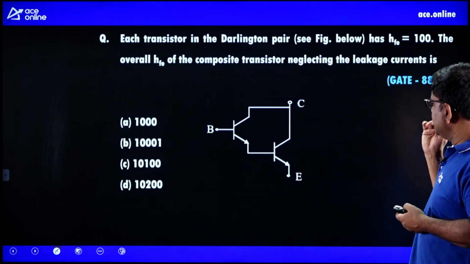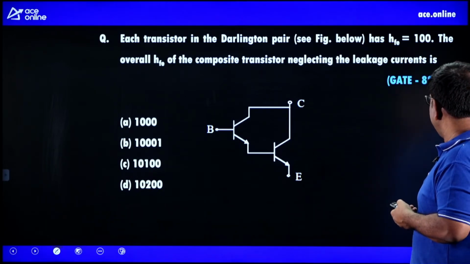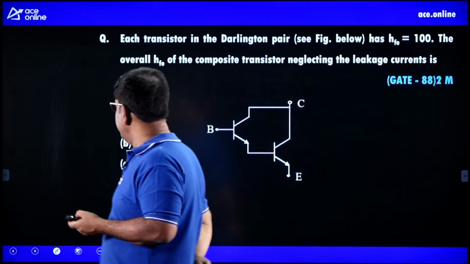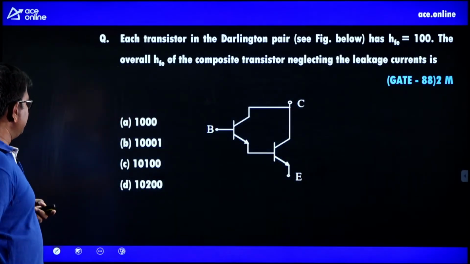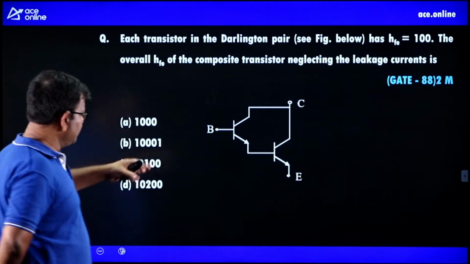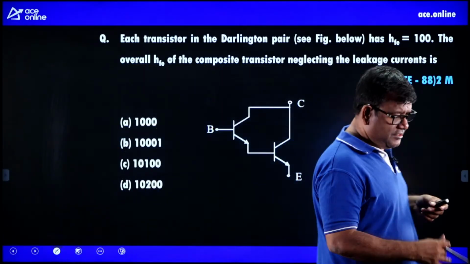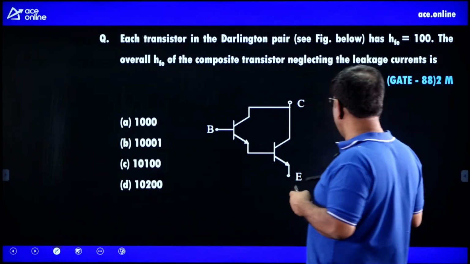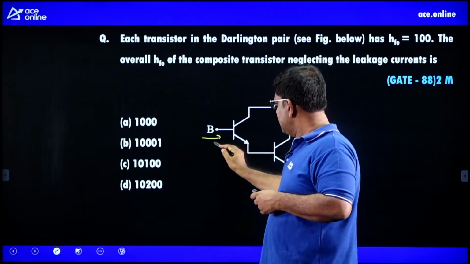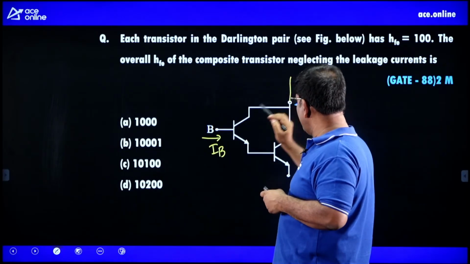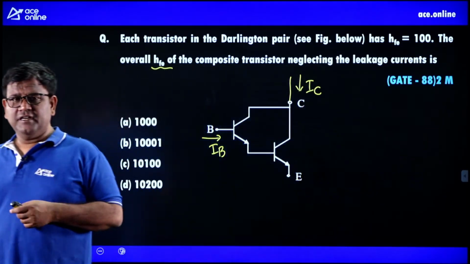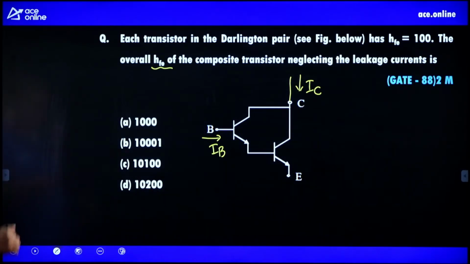Now you can see each transistor in the Darlington pair has HFE, HFE is beta again, beta equal to 100. What is the overall HFE of the composite transistor neglecting the leakage current? So how do you solve this? This is a simple Darlington pair. He wants the ratio between the overall current here and the overall current here, the ratio between the overall IC and IB, which is the HFE. HFE is the forward current gain. So he wants IC by IB.